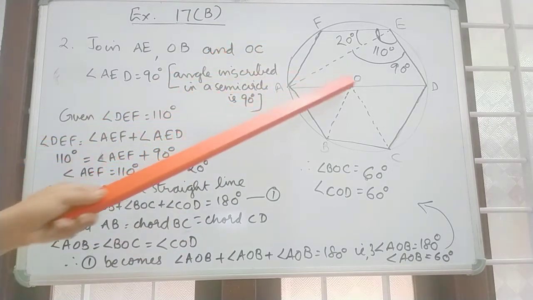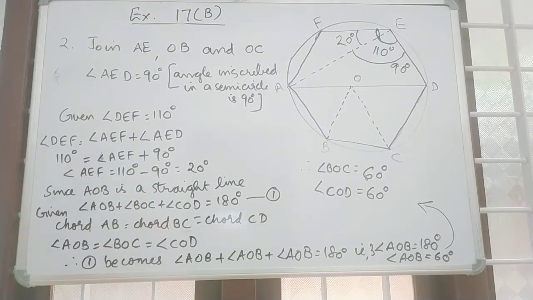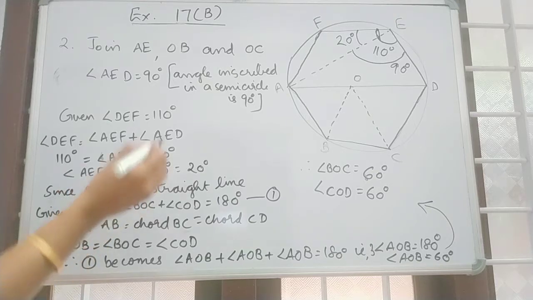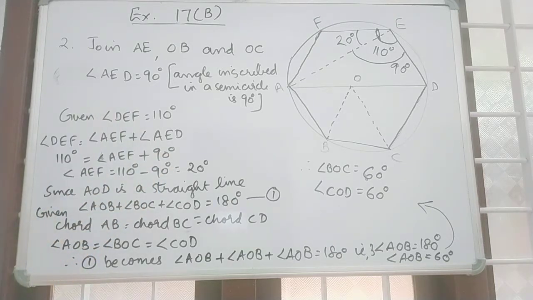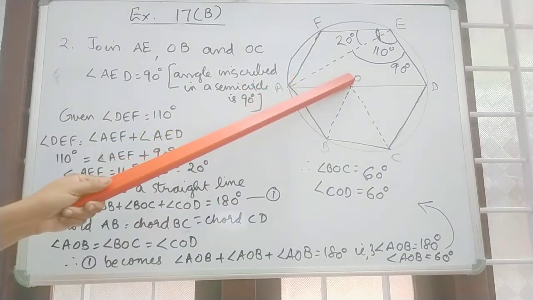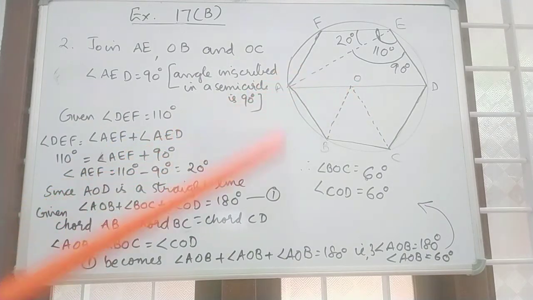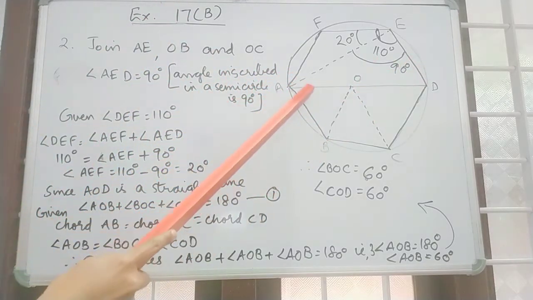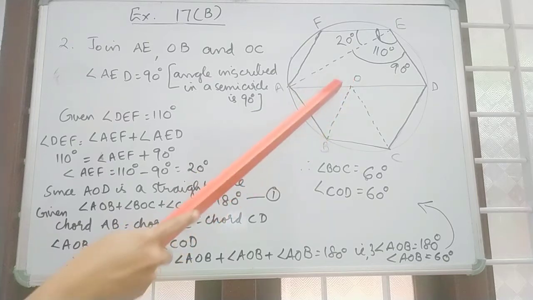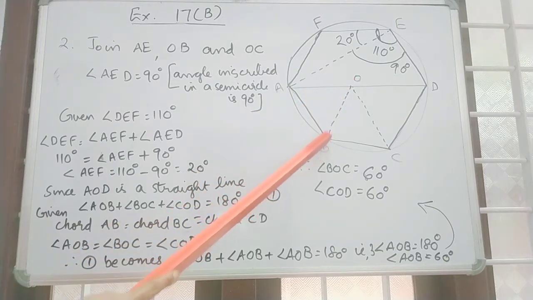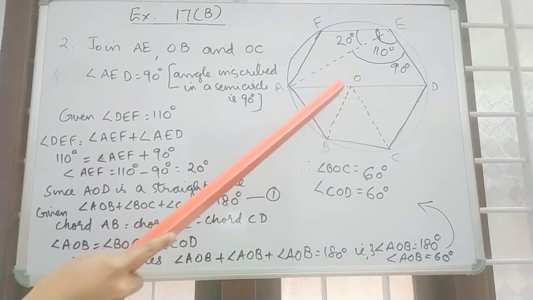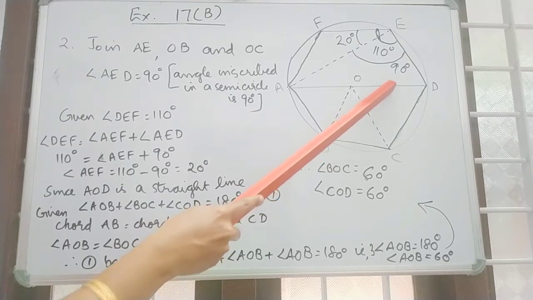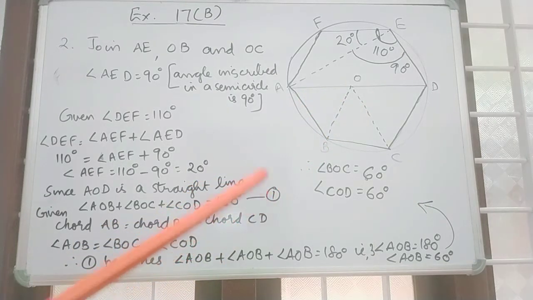Since AOD is a straight line, the sum of the three angles will be 180 degrees. So angle AOB plus angle BOC plus angle COD, the sum will be 180 degrees. Let it be equation number 1.